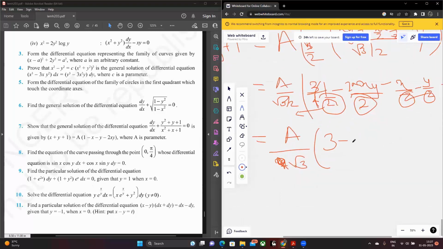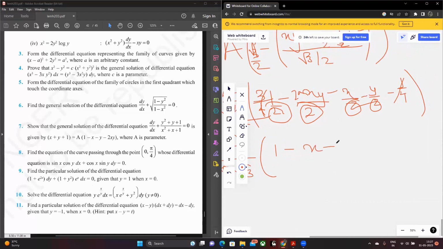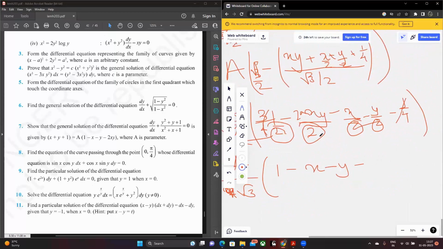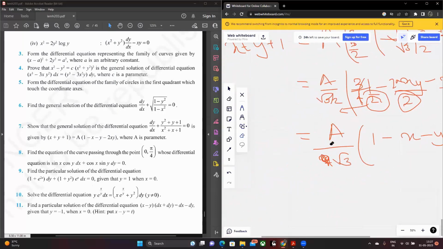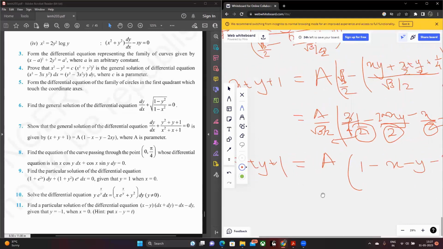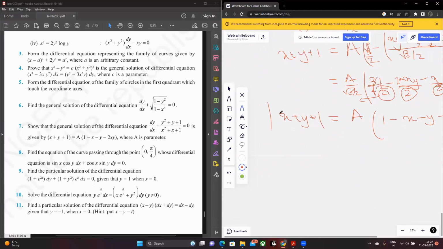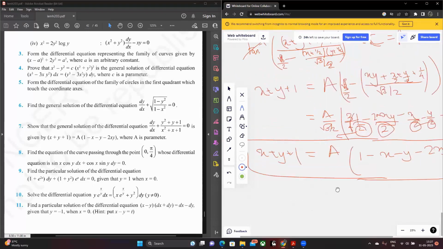This becomes root 3, and instead of 3, this is going to be 1. It's going to be 1 minus x minus y. This is also going to be minus 2xy, right? Since a by root 3 is also a constant, we can basically write this as a parameter a. And so x plus y plus 1 equals a times (1 minus x minus y minus 2xy), right? Since you have this, it is verified.